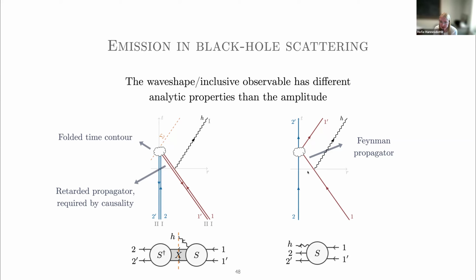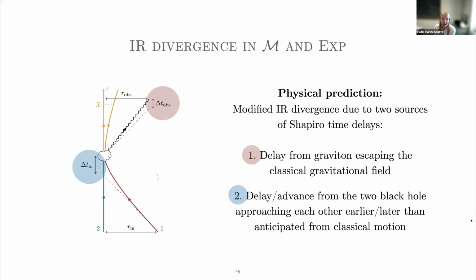And if we compute this in perturbation theory, we would use Feynman propagators. However, if we instead compute this observable here, where the graviton is the only particle in the future, and we work on this folded time contour, then the propagators become retarded as required by causality. And at one loop, we can literally work this out. And the infrared divergences are also different.